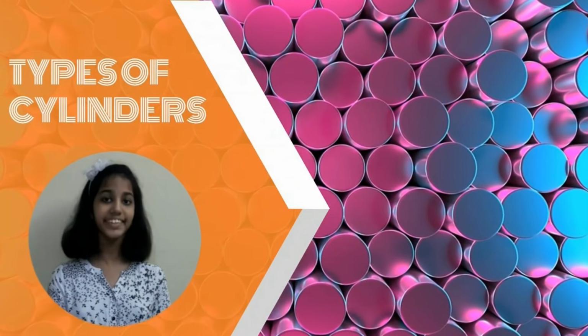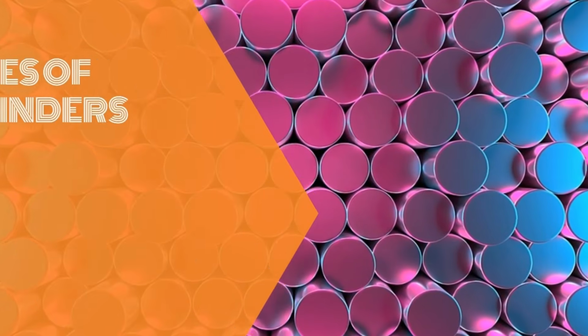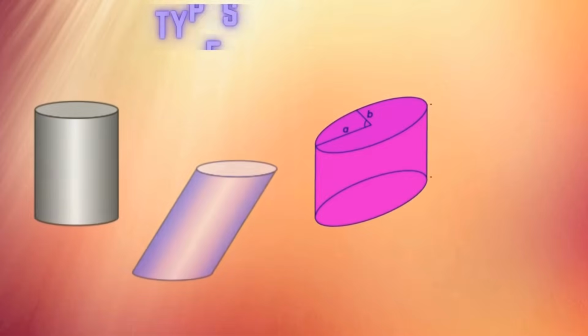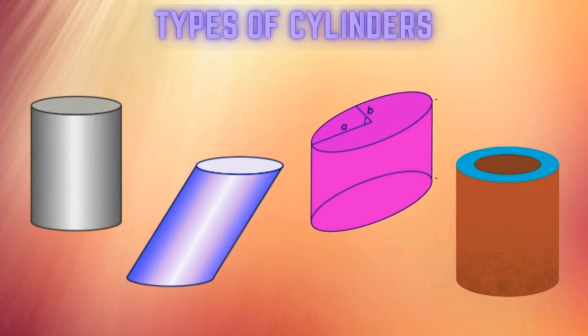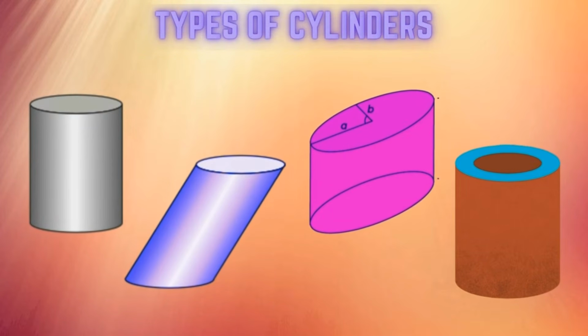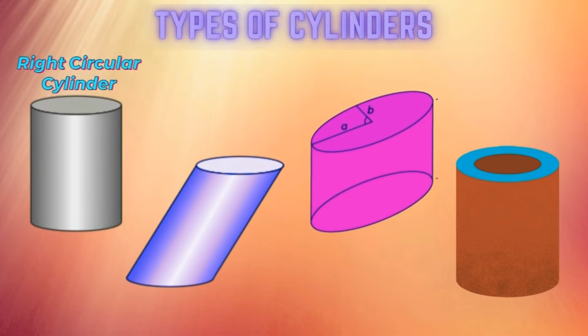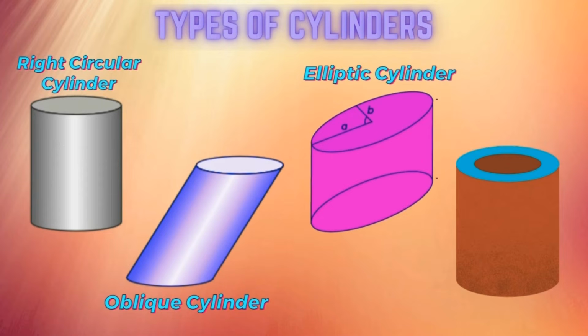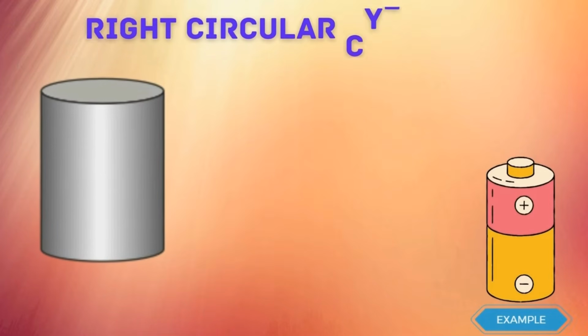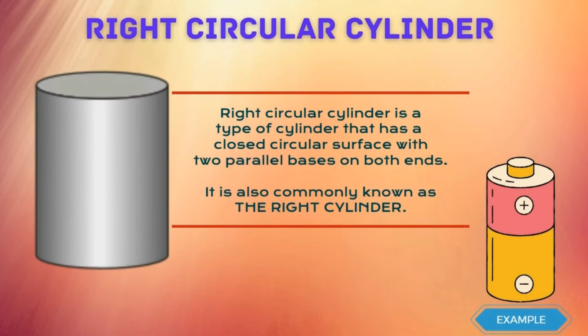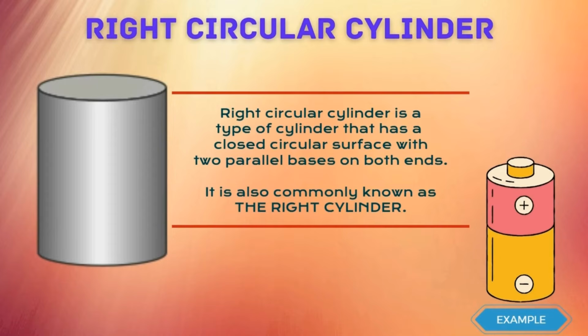Friends, let's see the different types of cylinders. There are four types of cylinders. They are right circular cylinder, oblique cylinder, elliptic cylinder and hollow cylinder. A right circular cylinder is a type of cylinder that has a closed circular surface with two parallel bases on both ends. It is also commonly known as a right cylinder.